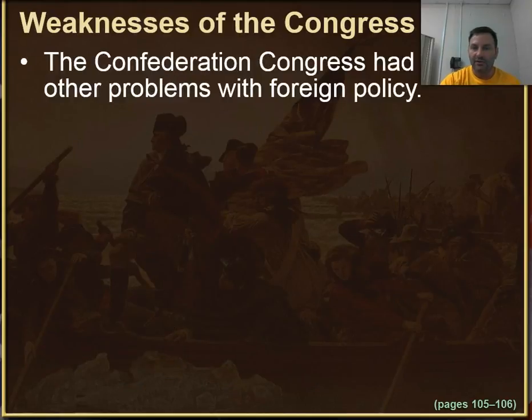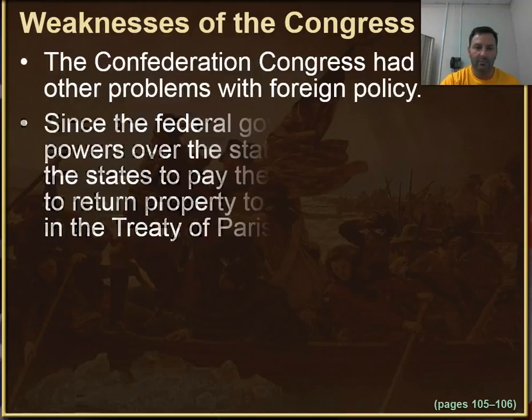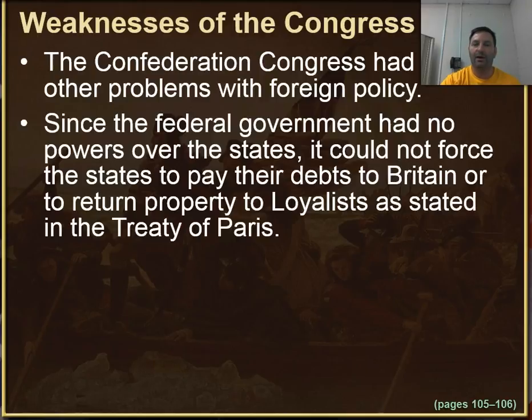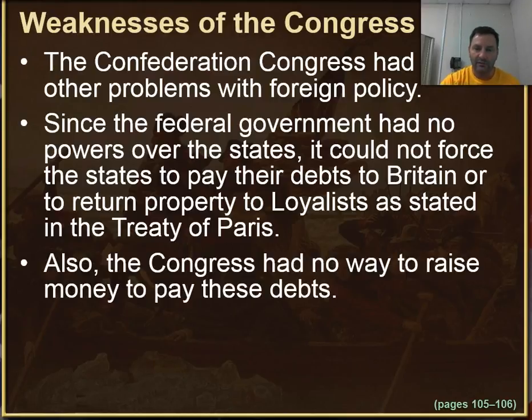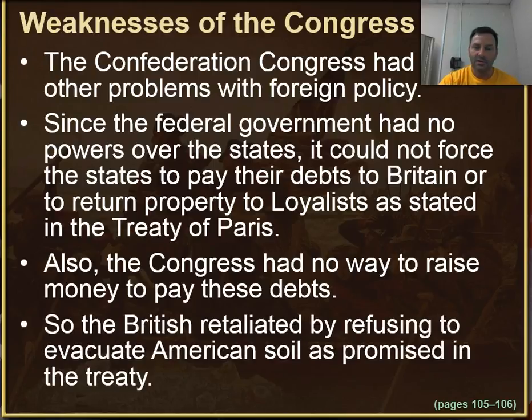The Confederation Congress had other problems with foreign policy. Since the federal government had no powers over the states, it could not force the states to pay their debts to Britain or to return property to loyalists as stated in the Treaty of Paris. Also, the Congress had no way to raise money to pay these debts. So, the British retaliated by refusing to evacuate American soil as promised in the treaty.